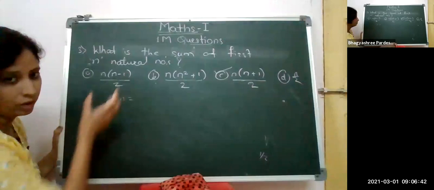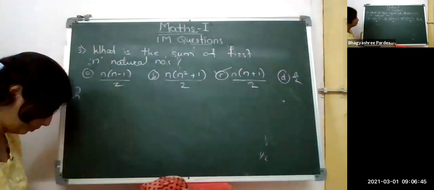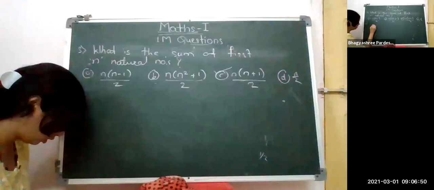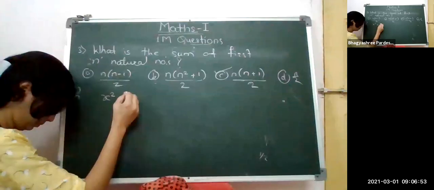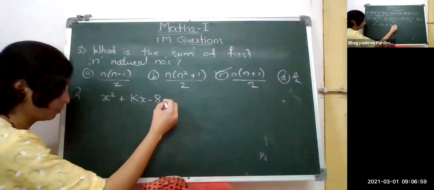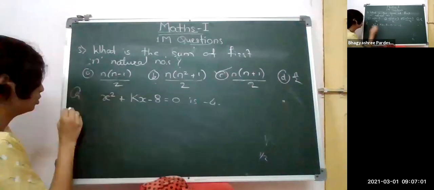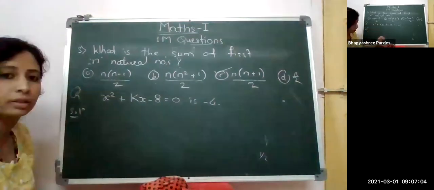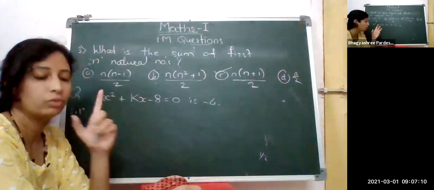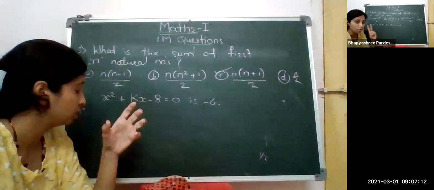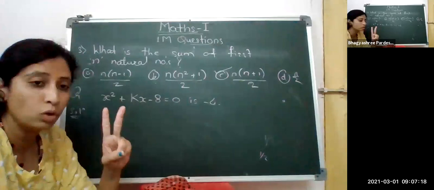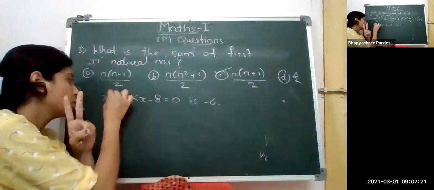So this is the question. The question paper asks, find the value of k in the quadratic equation. So what is the question, student, here? We are given one quadratic equation, and for a quadratic equation, we know that it has a maximum of 2 roots. Why 2 roots? Because its highest power is 2. So maximum 2 roots. Okay.